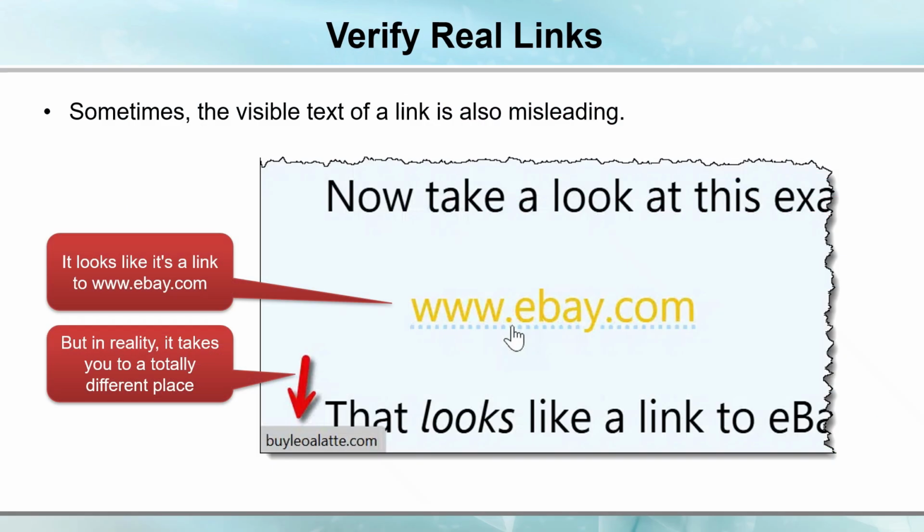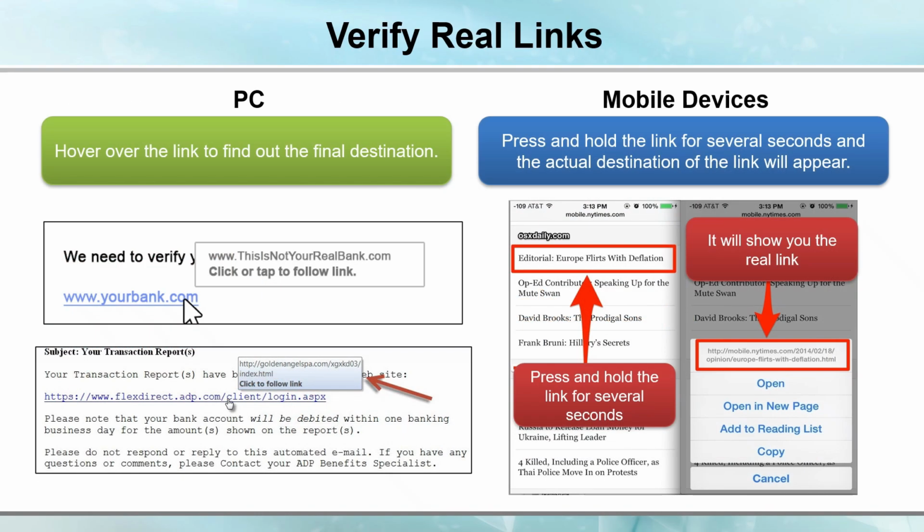Sometimes, the visible text of a link is also misleading. As shown in the figure, the link in the message appears to take you to ebay.com, but when you hover over it, you can see that it actually leads to a completely different website. That is a very clear red flag. That is why, on computers, you should always hover your cursor over links to see where they actually lead. On mobile devices, press and hold the link for several seconds, and a menu will appear showing information about the real destination of the link. This small habit can prevent you from falling into deceptive traps.